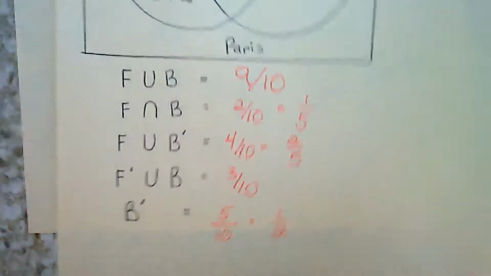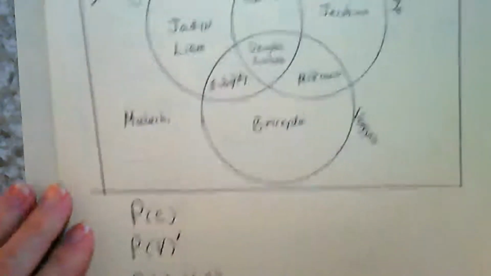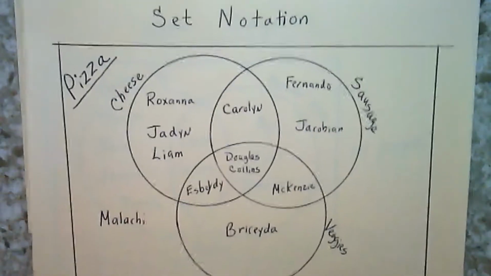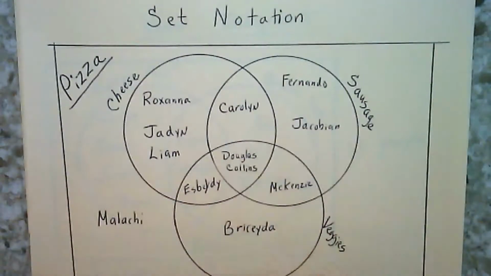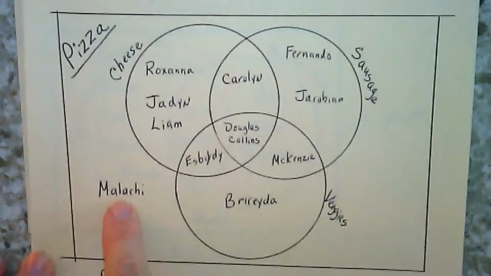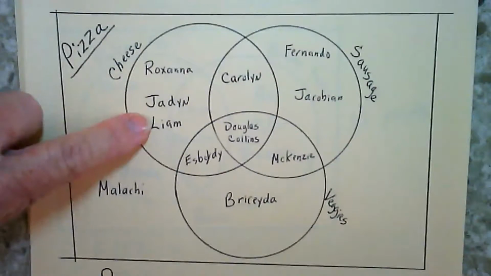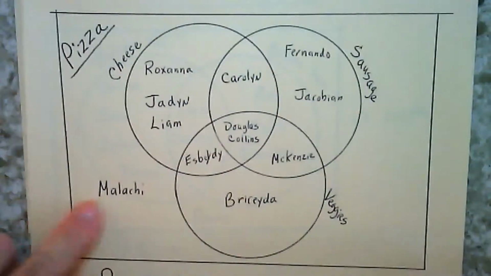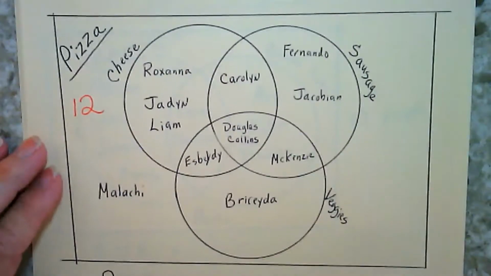Okay, let's do this one more time. This time, let's take a look at pizza. Always a popular topic. So, this time I have 3 different types of pizza. I have cheese pizza lovers, sausage pizza lovers, veggie pizza lovers, and Malachi over here doesn't like pizza. He's sitting outside of the box. So how many students have I talked about here? You got to count them up. 1, 2, 3, 4, 5, 6, 7, 8, 9, 10, 11, 12. So I have a total of 12 people who are inside the box.